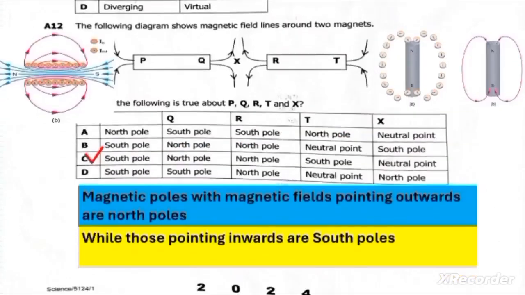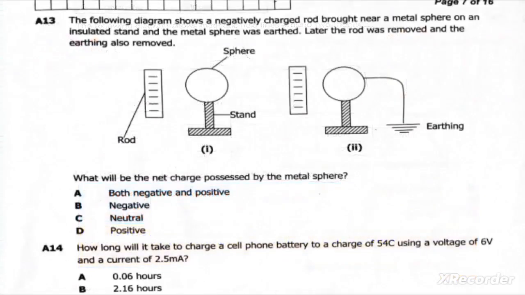We move to the next question, question A13. Question A13 reads: the following diagram shows a negatively charged rod brought near a metal sphere on an insulated stand, and the metal sphere was earthed. Later, the rod was removed and the earthing also removed. What will be the net charge possessed by the metal sphere? A, both negative and positive. B, negative. C, neutral. D, positive.